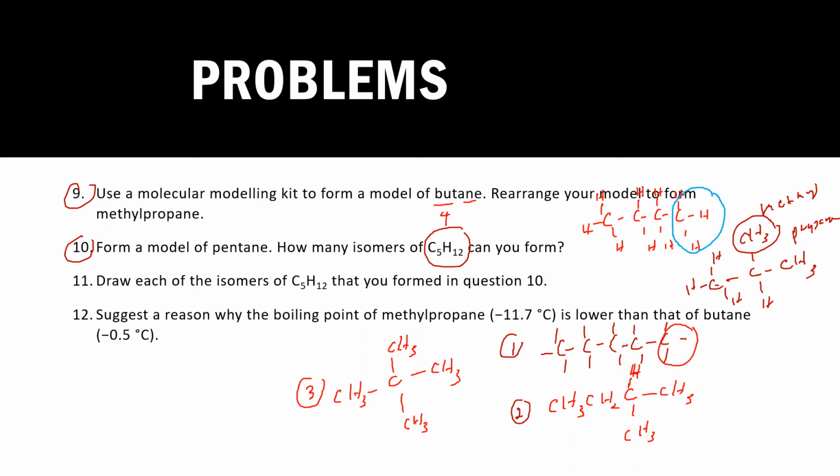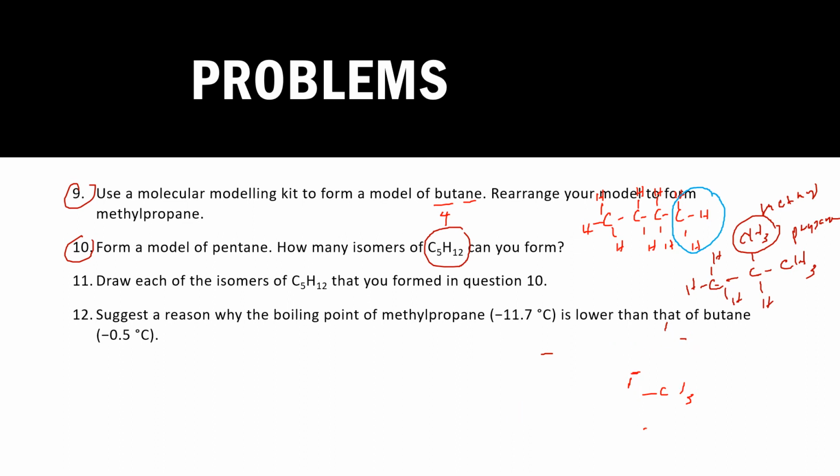You can note down if you want, hold the video. Okay, now suggest a reason why. Number 11 first: draw each isomer for C5H12 and write the structural formula. We already drew that.